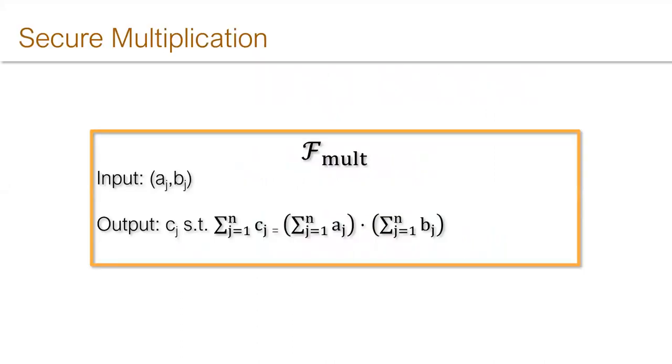More specifically, we abstract distributed multiplication as an F-Mult functionality that is parameterized by a secret sharing scheme S over some field F, that takes shares of two secret inputs and produces the shares of their product. For simplicity, I'm going to use the additive secret sharing notation for the rest of the talk.